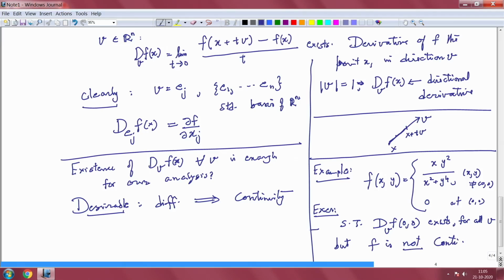Those who are already familiar will know why this is happening: when you are dealing with a point, you are taking derivatives in all directions. But you can possibly approach this point not only in a linear direction, you can approach it like this also. In f of x plus t y minus f of x by t, you are approaching only along the straight line.